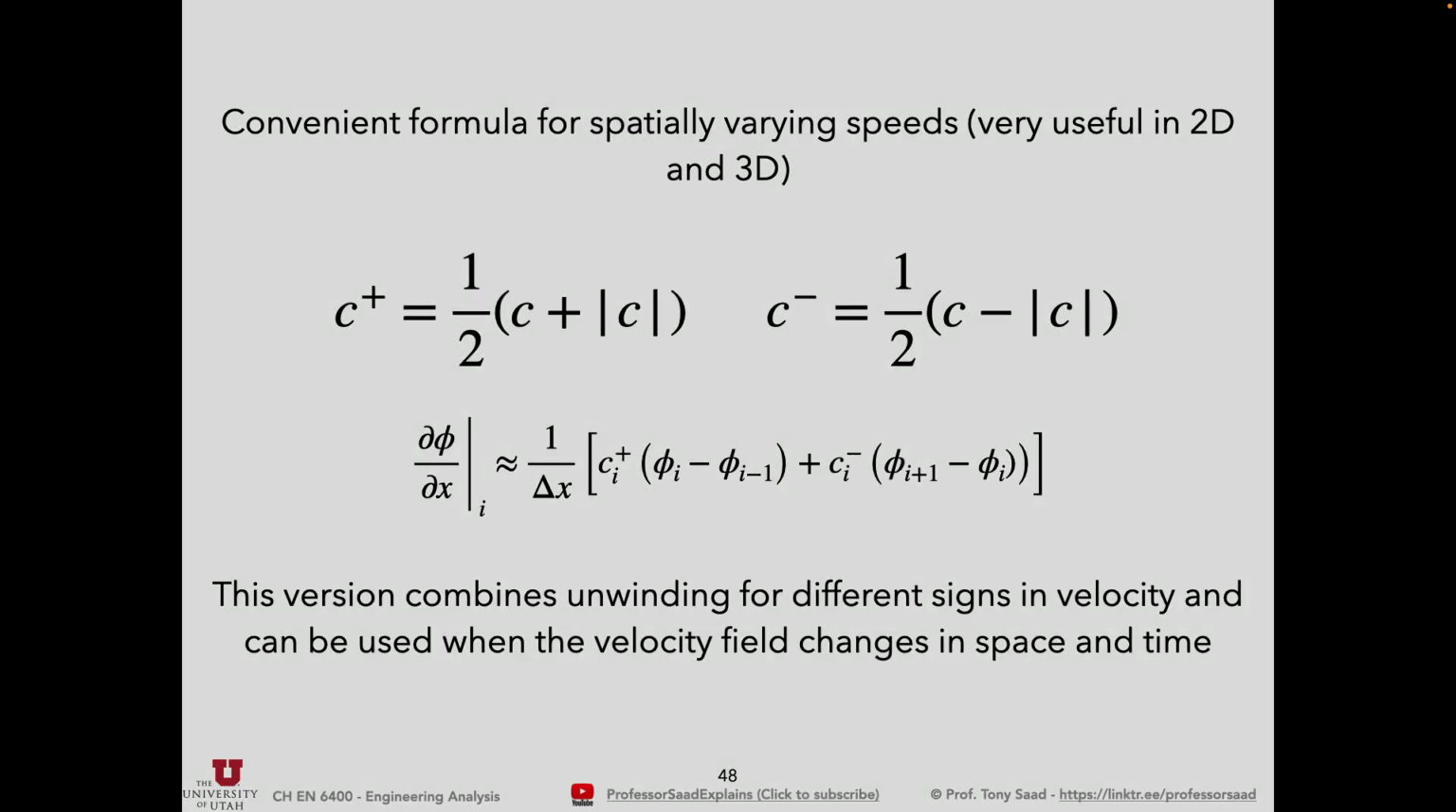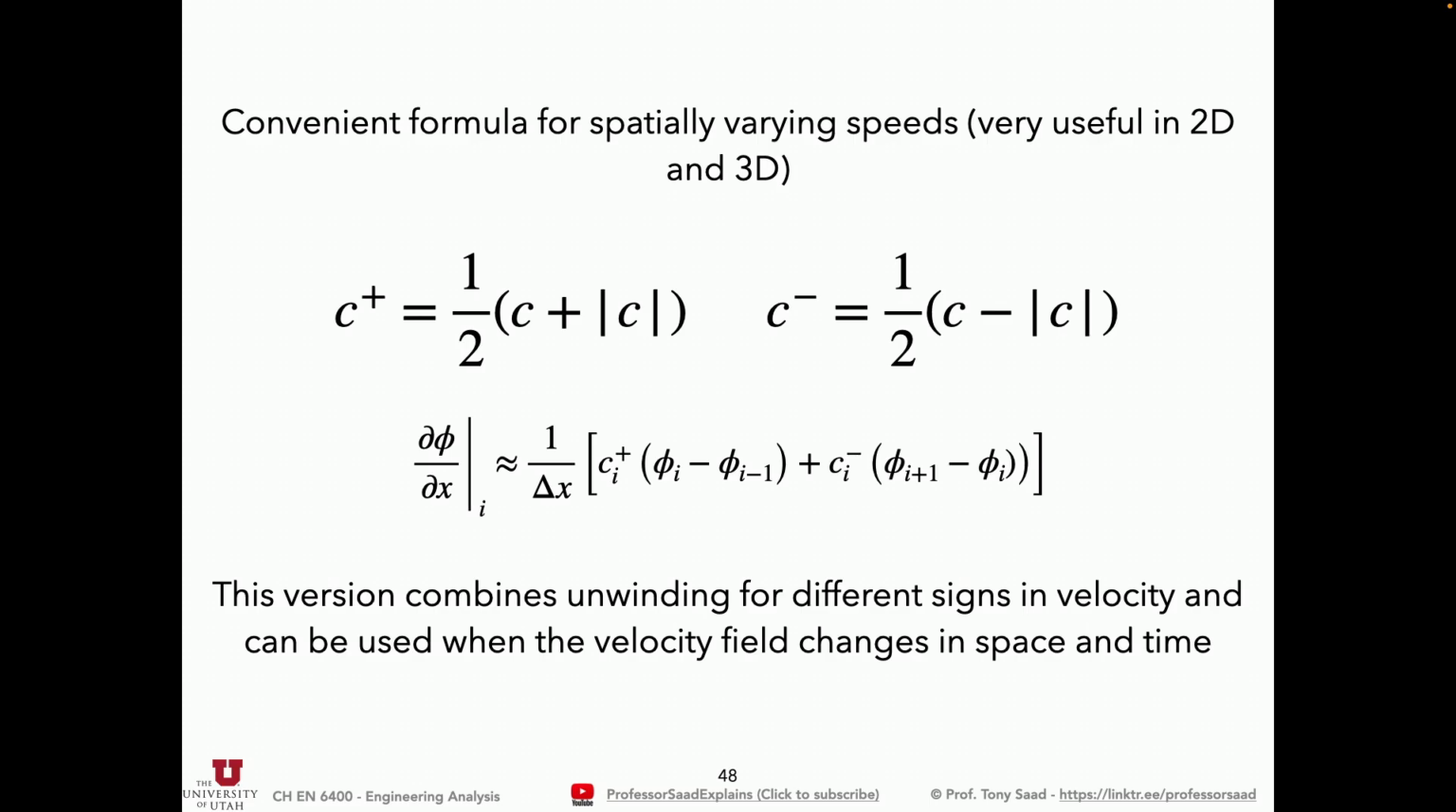Let's come back here. When we did upwinding, we needed to know the direction of the velocity. If the velocity is moving from left to right, we do a backward difference, and if it's going from right to left, we do a forward difference. When the velocity is constant throughout the domain, it's not a problem. You pick one or the other. But in practice, the velocity is going to change throughout space and time as well.